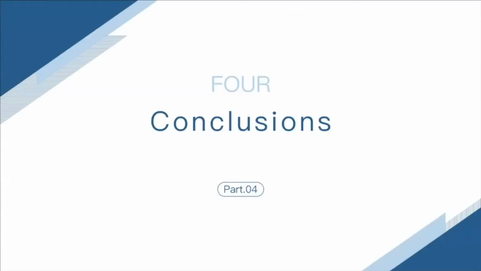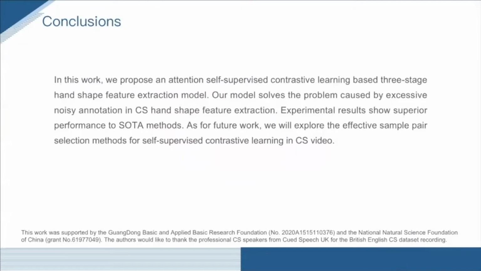And the last part is conclusion. In this work, we propose an attention self-supervised contrastive learning-based three-stage handshape feature extraction model. Our model solves the problem caused by the noisy annotation in Q-speech handshape feature extraction, and the experimental results show superior performance to the baseline methods.